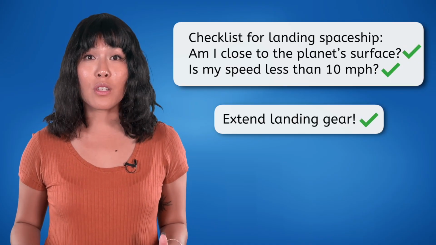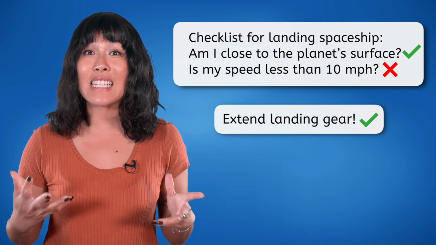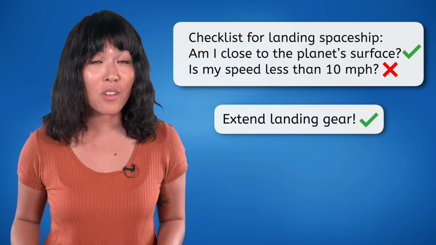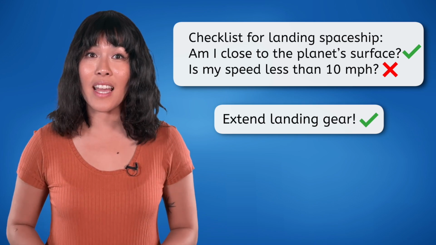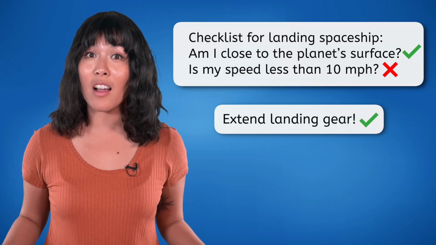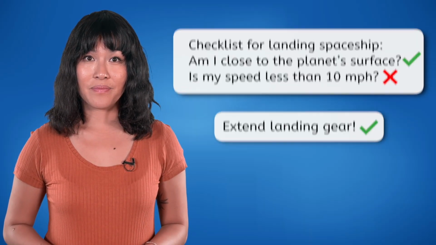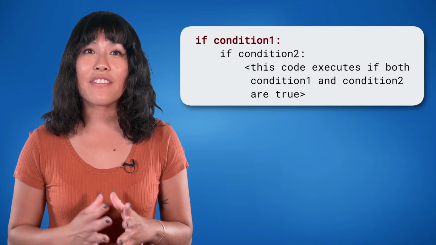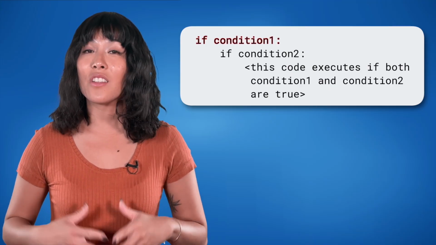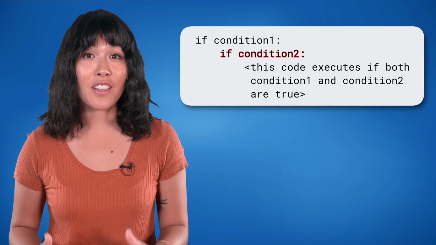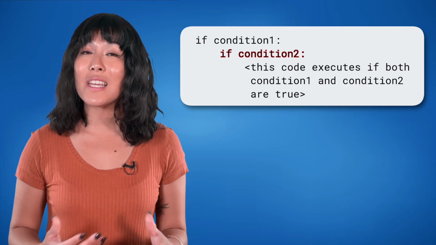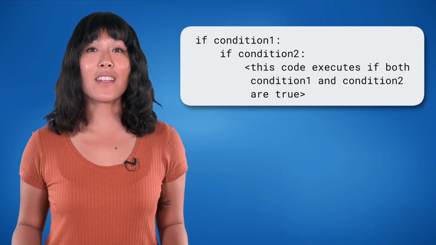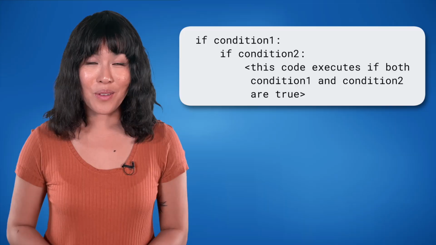Similarly, if I am close to the planet's surface but I am traveling 10 miles per hour or faster, I am going too fast to land, so my landing gear will not come out. Here's a simple structure. If condition 1 is true, we take a look at condition 2. If condition 2 is true, we execute the next code. So when both conditions are true, the code executes.